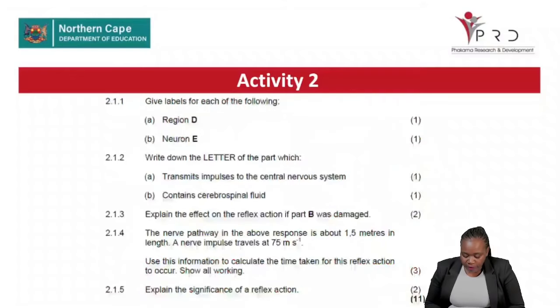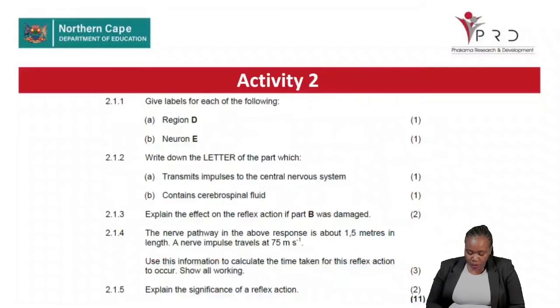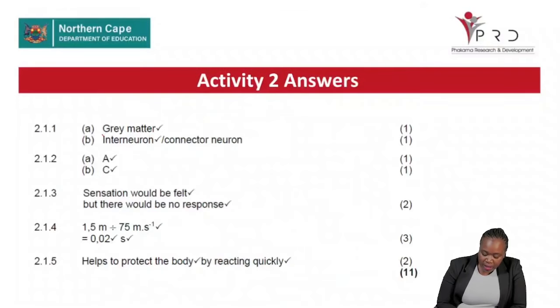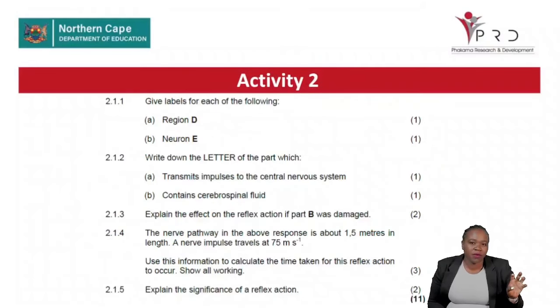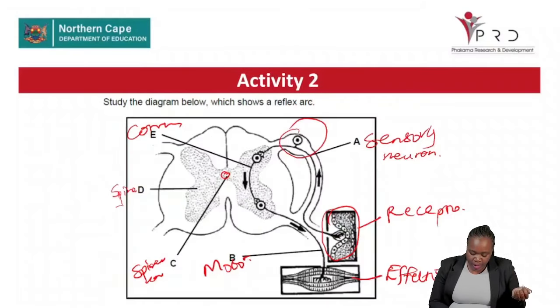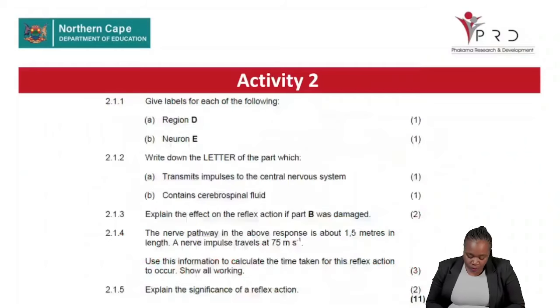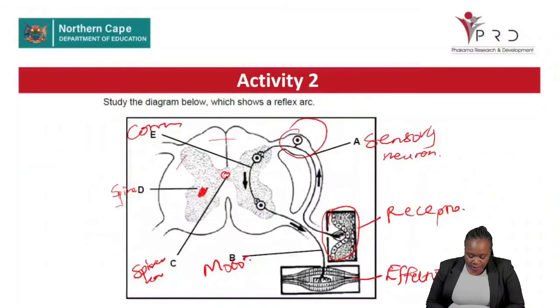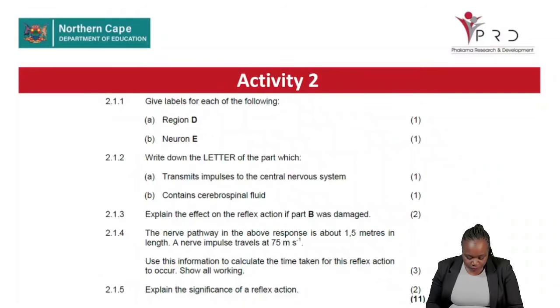2.1.1, it says give labels for each of the following: region D and neuron E. So region D would be the spinal cord and E would be the connector neuron, right? So the gray matter of the spinal cord. Remember, the spinal cord is made up of gray matter on the inside and white matter on the outside. So that is the gray matter, and this would then be the white matter on the outside. And neuron E is the connector neuron, the interneuron, right?